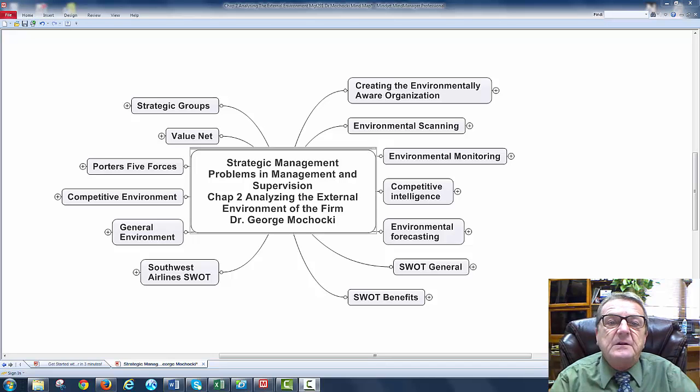So I'm just going to be utilizing the concept maps. And you already have the material presented to you. You have my concept maps, you have the reading materials. So let's go right into how do I analyze the external environment.